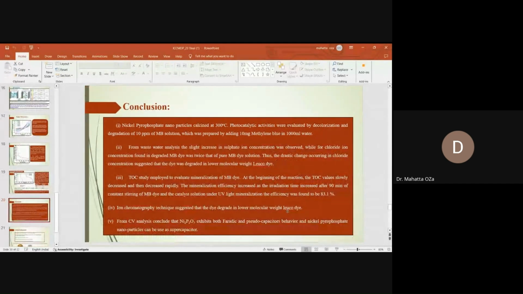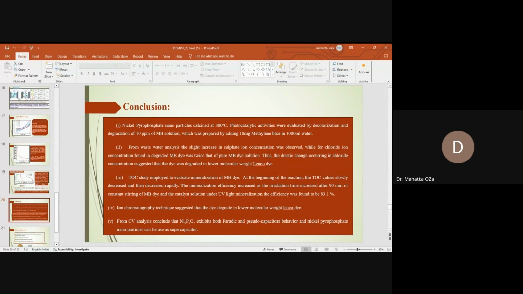Now finally, I conclude my talk. Nickel pyrophosphate nanoparticles calcined at 300 degrees Celsius. Photocatalytic activities were evaluated by decolorization and degradation of 10 ppm of MB solution, which was prepared by adding 10 mg methylene blue in 1000 ml water. From wastewater analysis, we conclude that the concentration of chloride is almost double compared to the pure MB solution. Thus, the drastic change in chloride concentration suggests that the dye was degraded into lower molecular weight compounds.